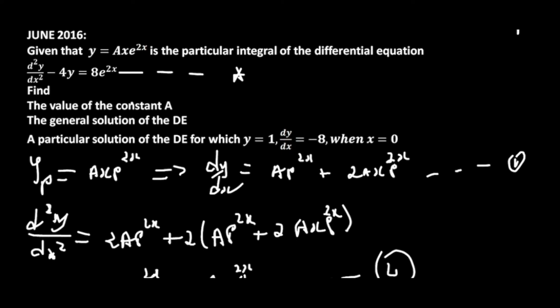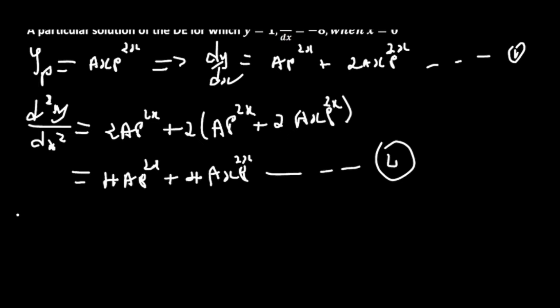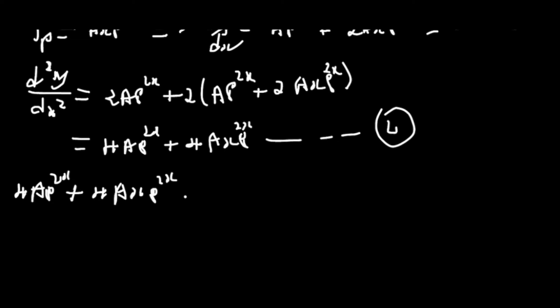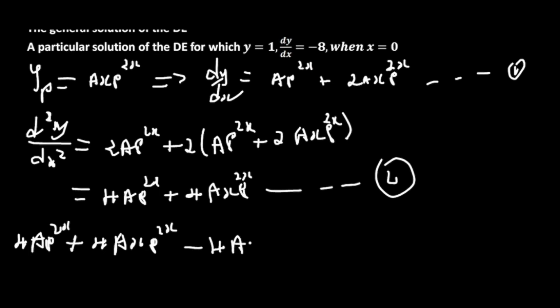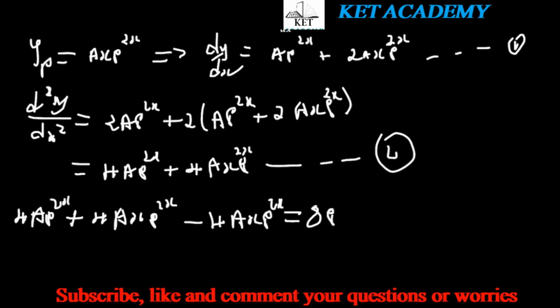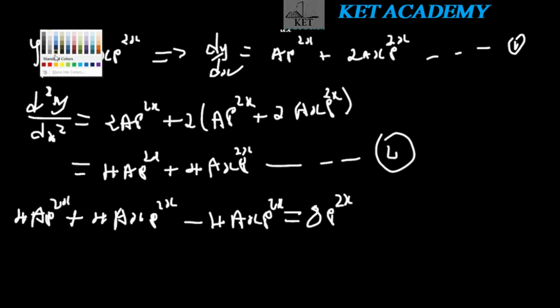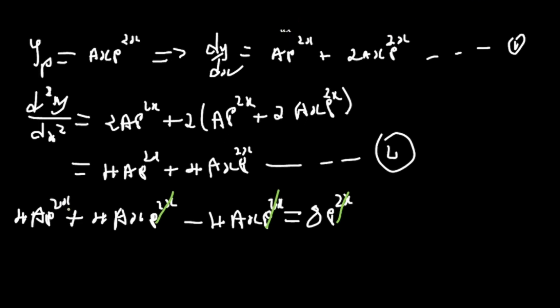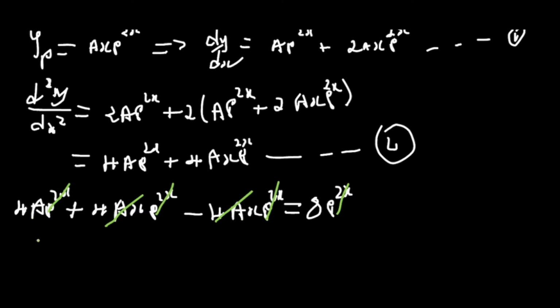So if we go back to our equation star and input d squared y over dx squared, we're going to have 4a e to the 2x plus 4ax e to the 2x. Now we have minus 4y, so minus 4 times ax e to the 2x, and this should be equal to 8e to the 2x. Now we notice that e to the 2x is common, so it goes out, and the 4ax terms will also cancel out, so we'll be left with 4a equals 8. Therefore this implies that a is 2.